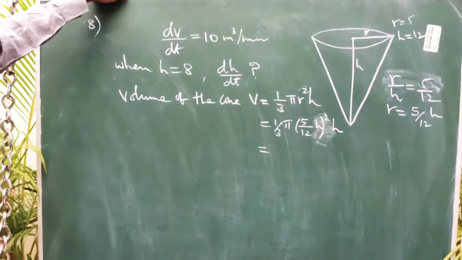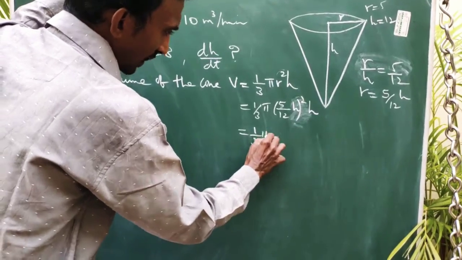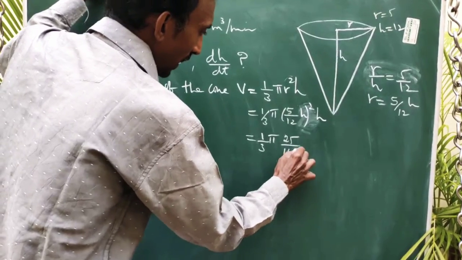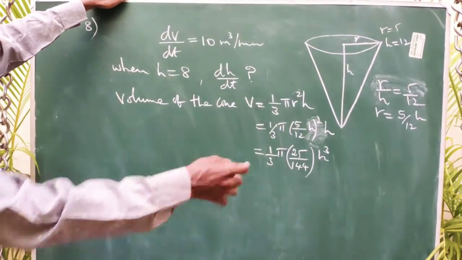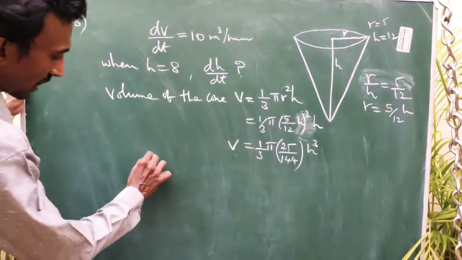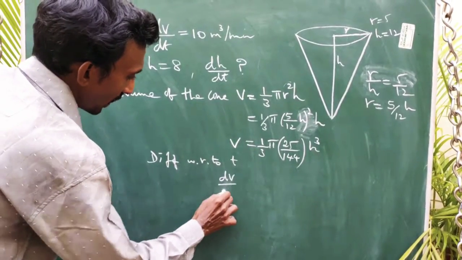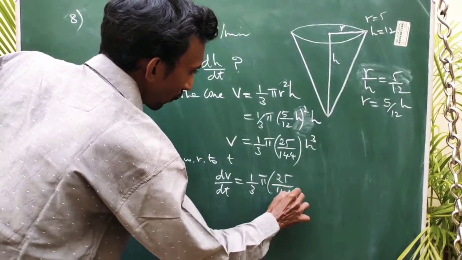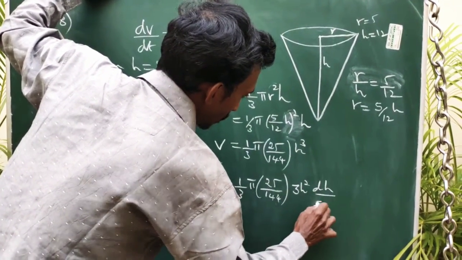Look here. No need to multiply this 3, keep it as itself. So 5 square is 25, 12 square is 144, into h cube. Don't multiply with the 3. Now our aim is to find dh by dt, so differentiating with respect to t, dV by dt equals 1 by 3 pi into 25 by 144. Differentiation of h cube is 3h square into dh by dt.